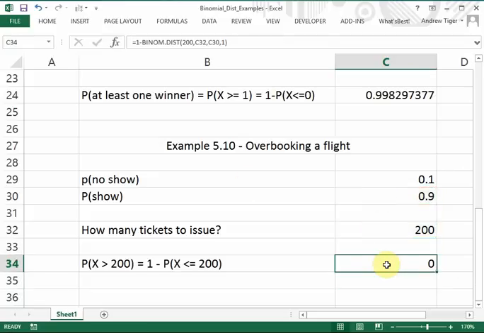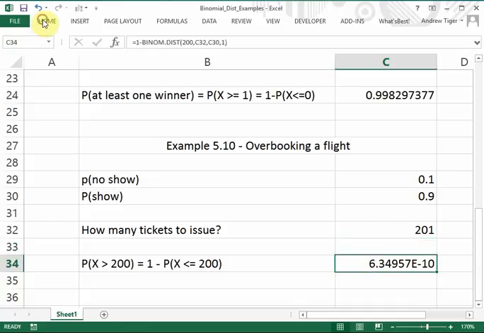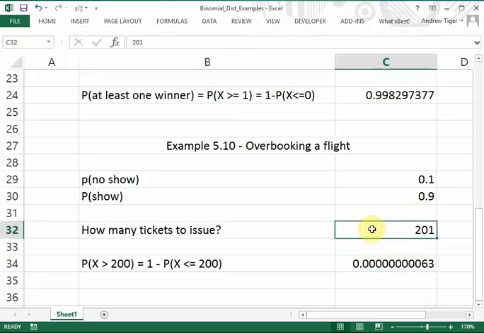But what if we sell more than 200 tickets? Our plane holds 200. What if we sell more than 200? Let's say we sell 201. Well, then there is a chance that we're going to overbook a flight. It's still very small. Let's show it as a decimal. So the likelihood we're going to have to deal with an overbooking situation is still really small. So maybe we ought to sell 202. Still really small. What about 203?